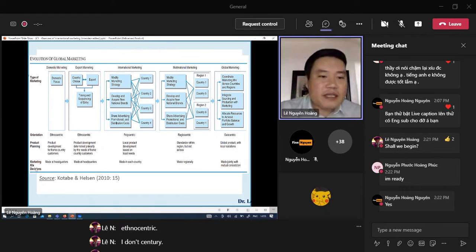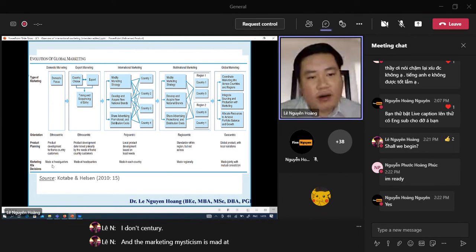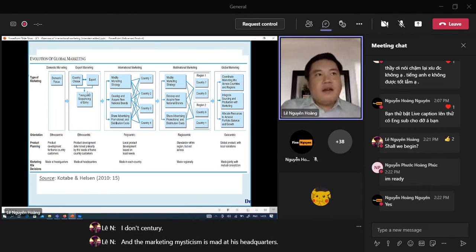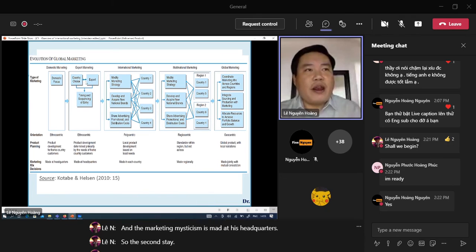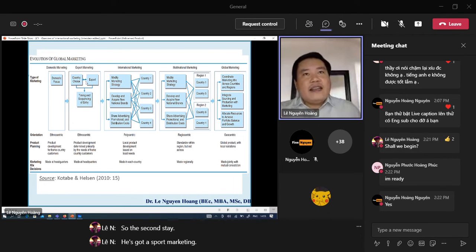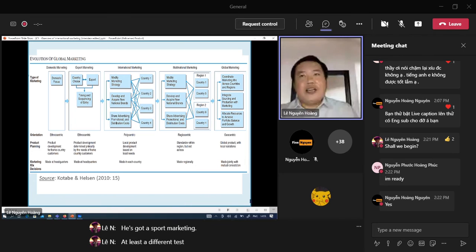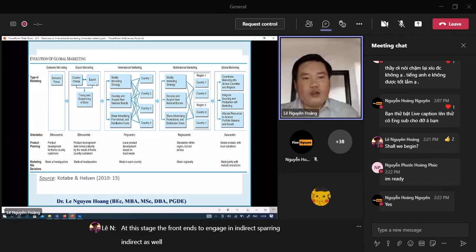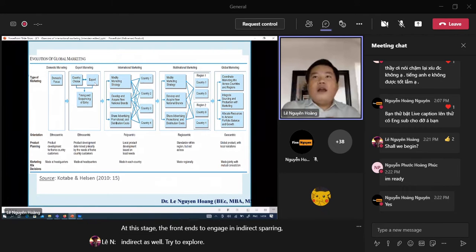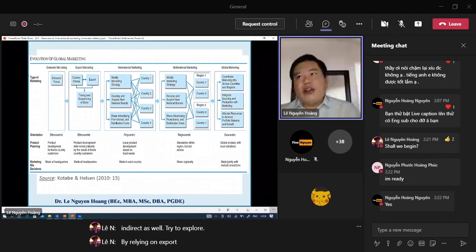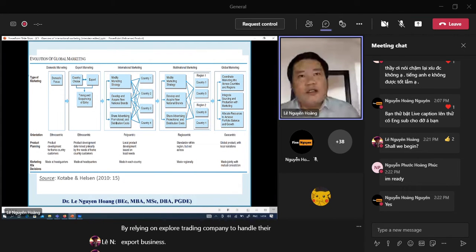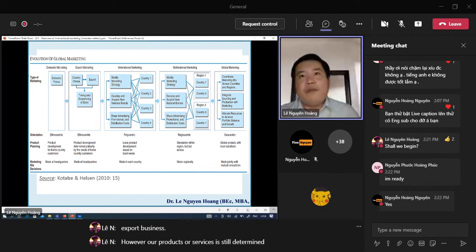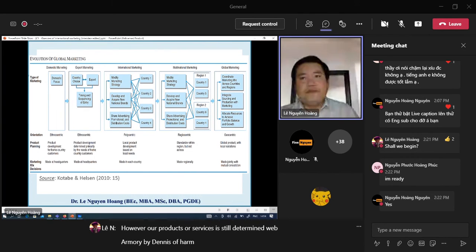And the marketing decision is made at its headquarters. So the second stage is called export marketing. At this stage, the firm tends to engage in indirect exporting, trying to export by relying on an export or trading company to handle their export business. However, products or services are still determined primarily by the needs of home country customers.